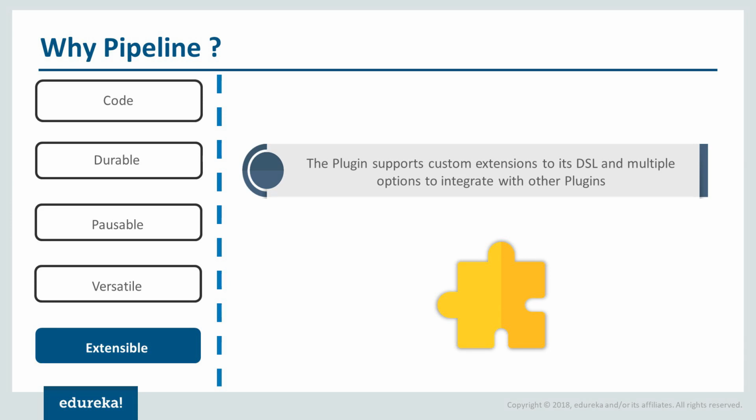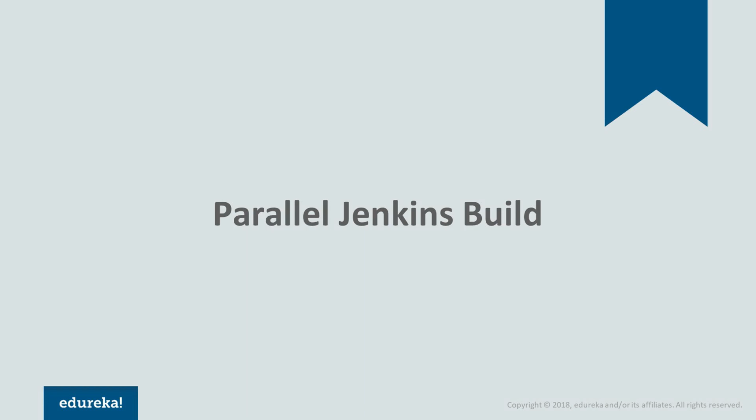Just like any other component in Jenkins, plugins or pipelines can be easily extended and customized along with other things in Jenkins. So that brings us to parallel Jenkins build. Now this is, as a concept, what we will understand. We have the next module where we talk about multi-branch pipeline, which basically gives you the ability to run that.